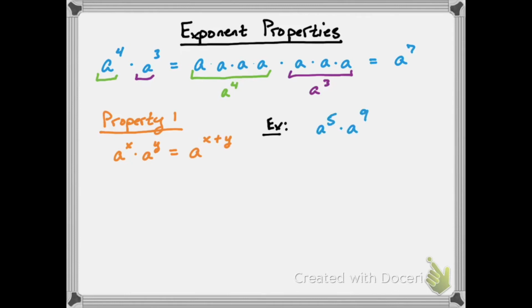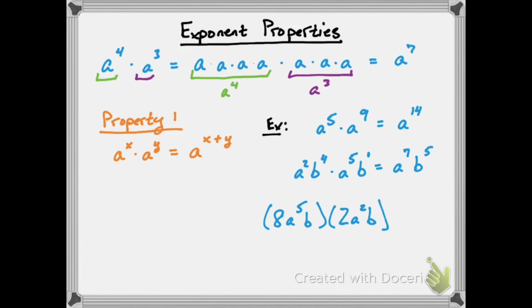Here's a couple more examples. A to the fifth times a to the ninth would be a to the 14th. A squared b to the fourth times a to the fifth b. Here we're going to multiply our a's together and see that we have a total of 7 a's, so a to the 7th. And although that b doesn't have an exponent written there, it definitely has a power of 1. So b to the fourth times b to the first would get us b to the fifth.